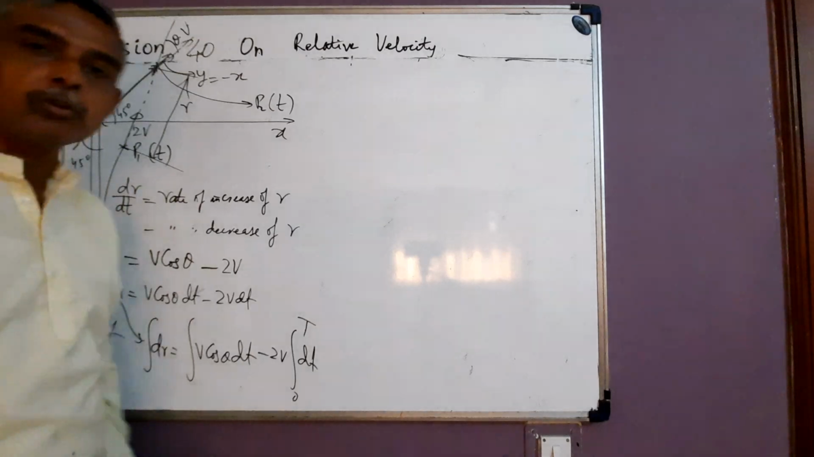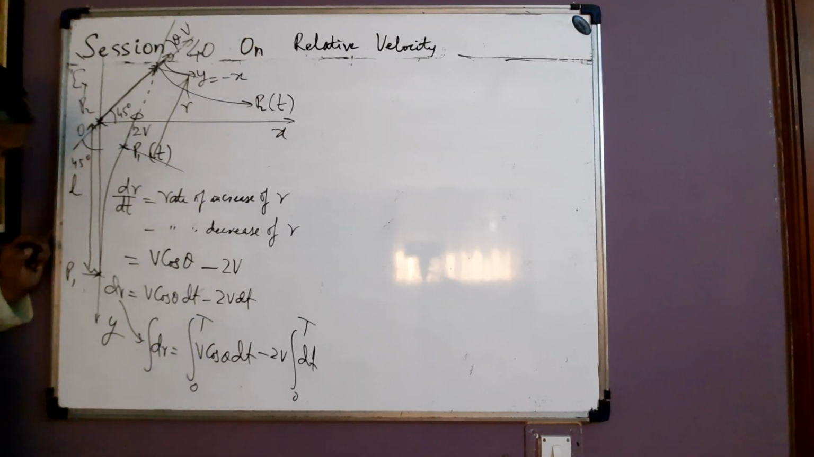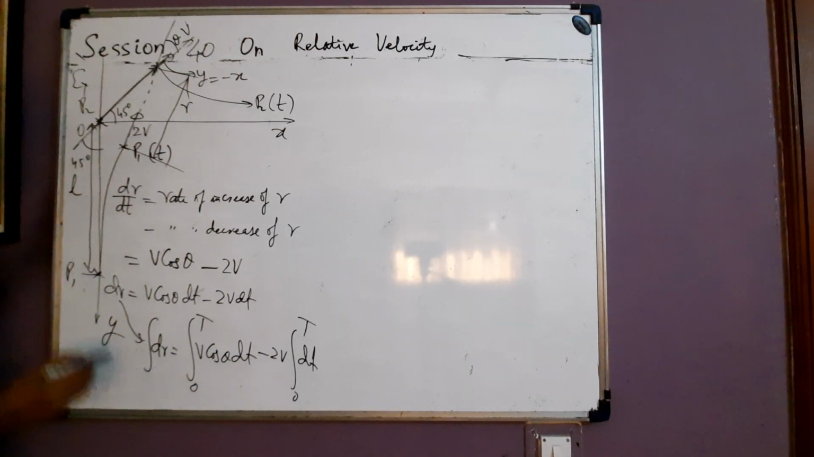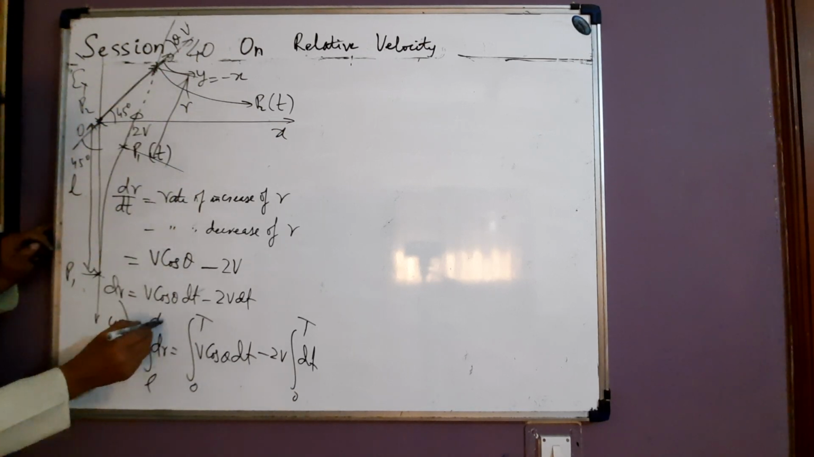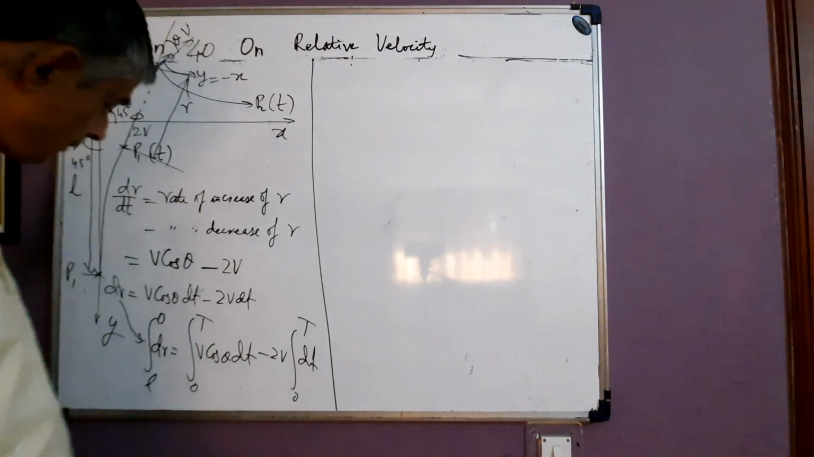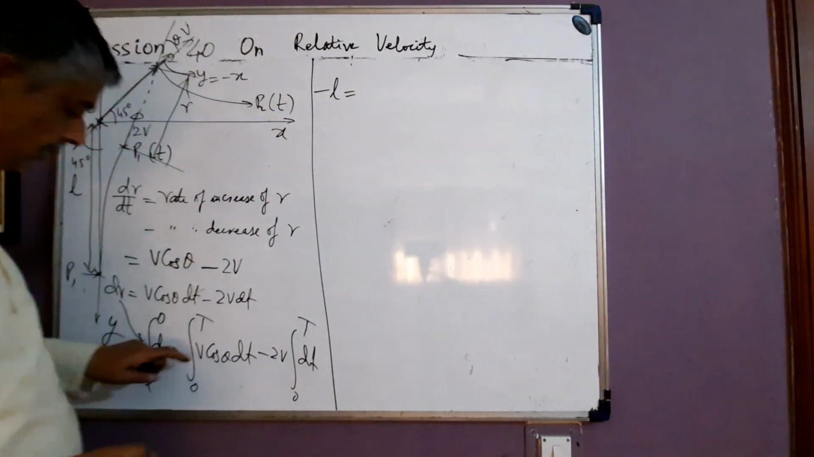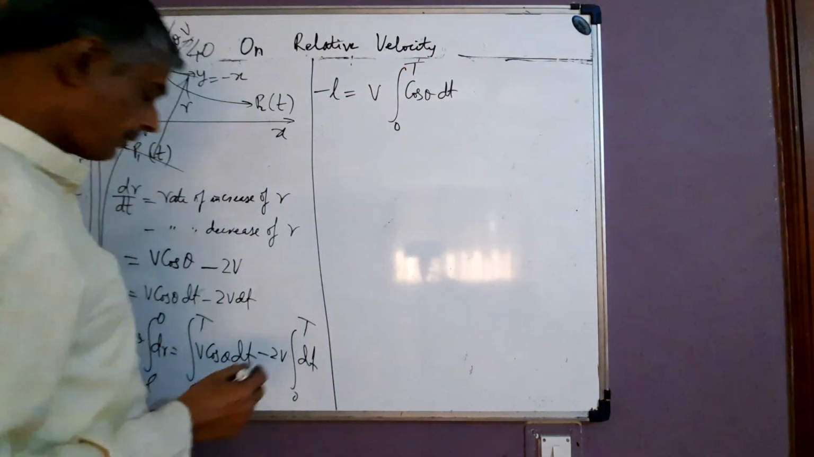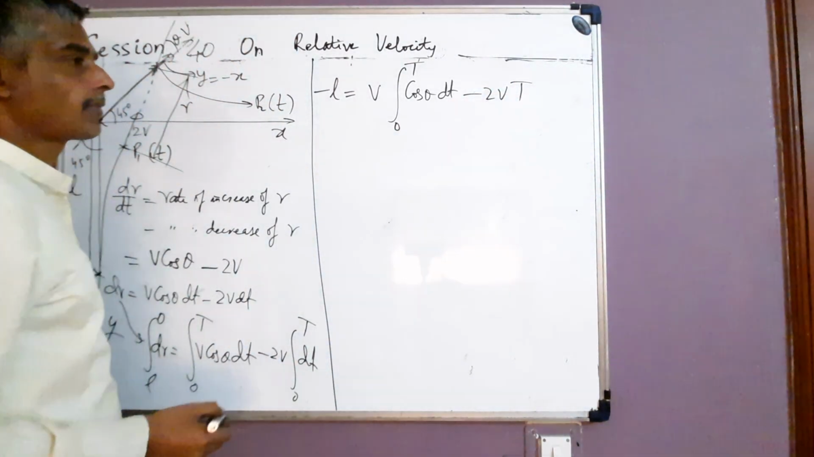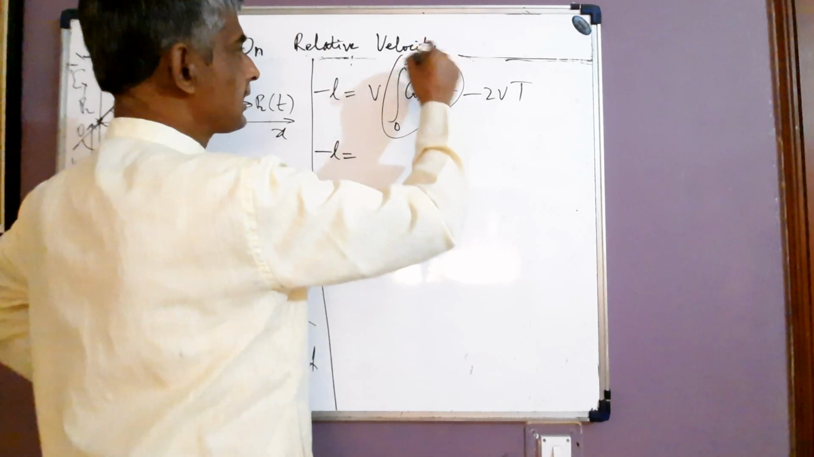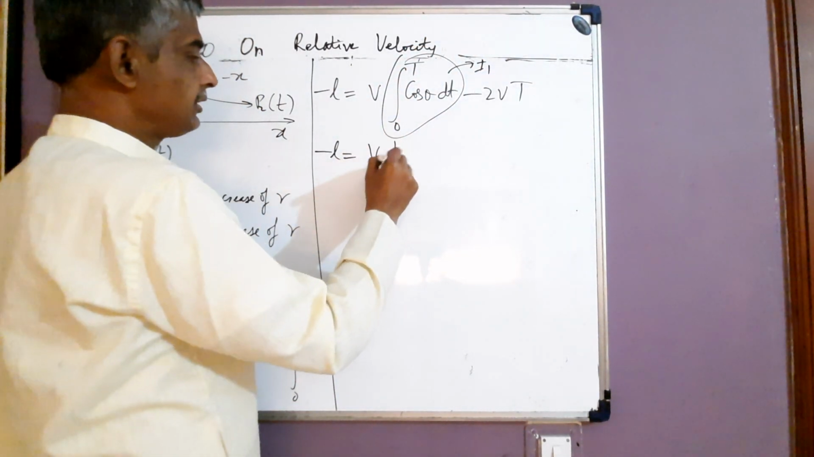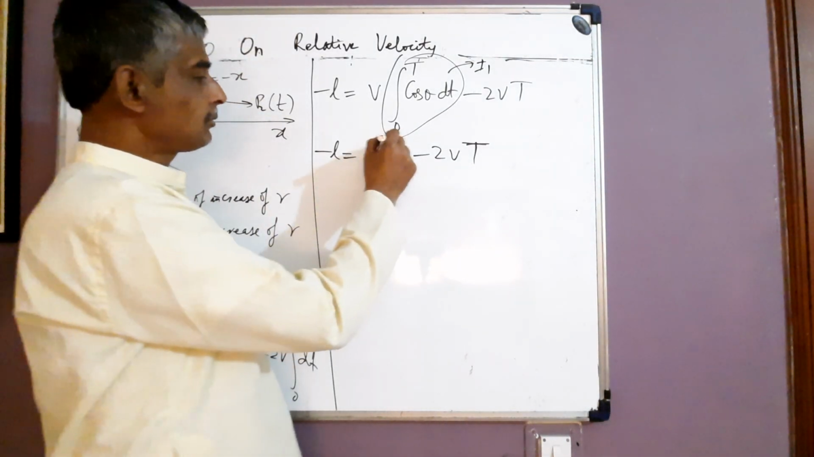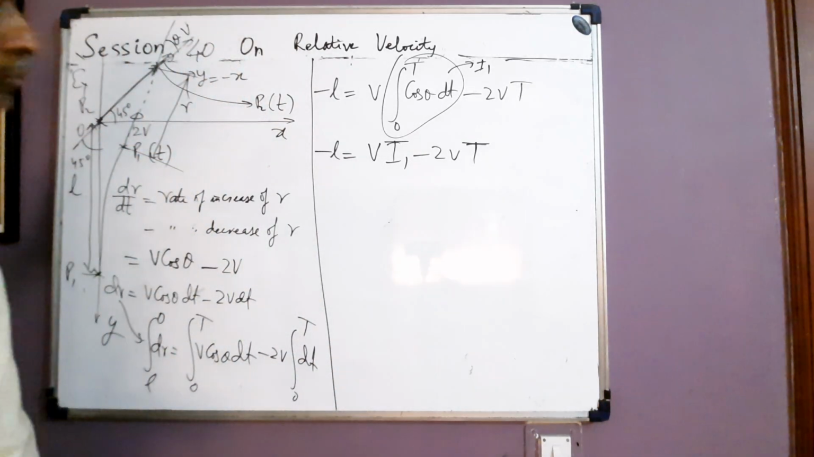Suppose capital T is the time after which the 2 points meet, so the time limits are 0 to capital T. r is the separation between the 2 points at time small t. At time 0, r was equal to L, so the lower limit of r is L. The upper limit of r becomes 0 when they meet at time capital T. So minus L equals v times the integral of cos theta, which remains inside because theta is changing with time, minus 2vT. Let's call this integral I1 for convenience. So minus L equals v I1 minus 2vT.